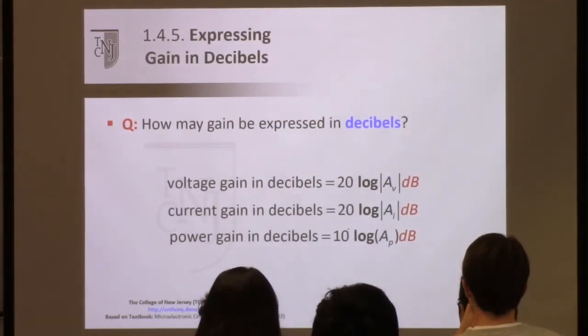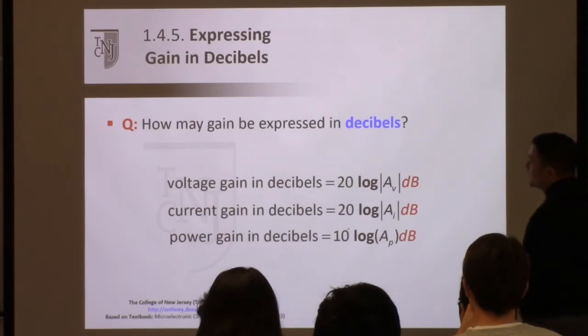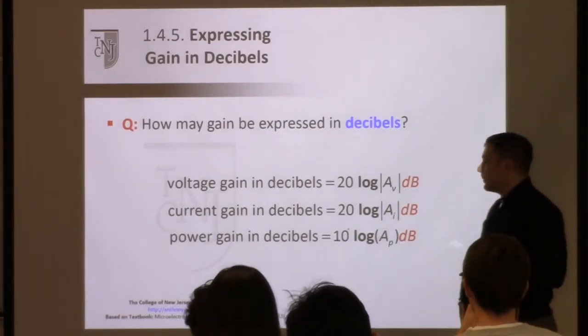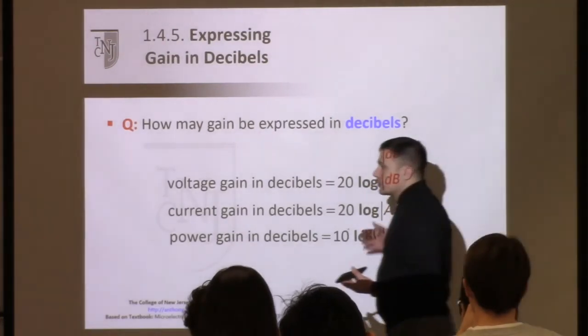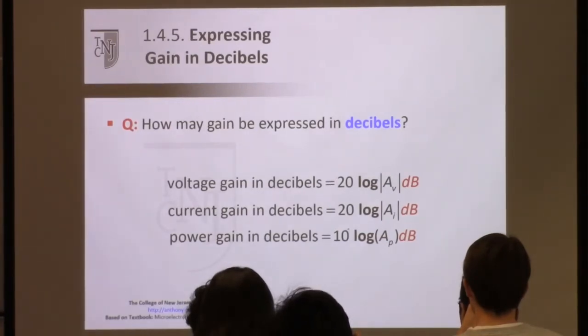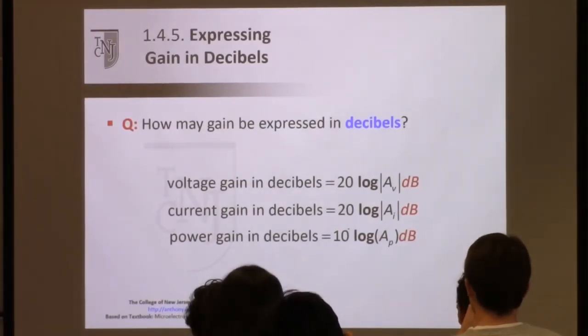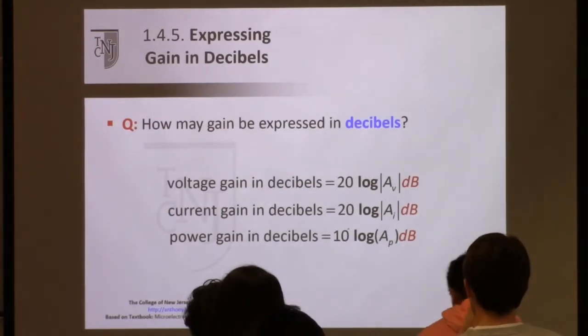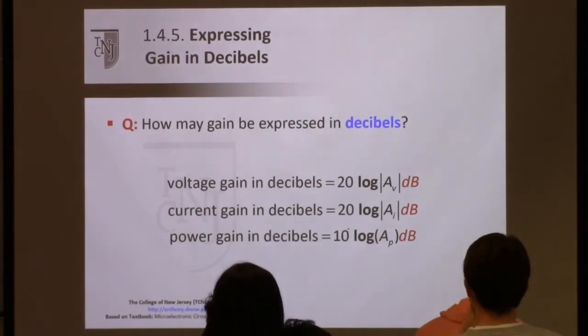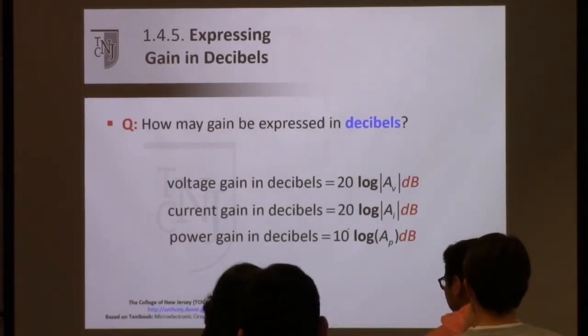Okay, gain, how may it be expressed in decibels? Decibels is a logarithmic description of gain. And what you'll see is that there's three equations up here. The top two are the same. The bottom one is different. So voltage gain in decibels is simply 20 log base 10 times whatever the gain is. Current gain, same thing. Power gain, there's a difference.